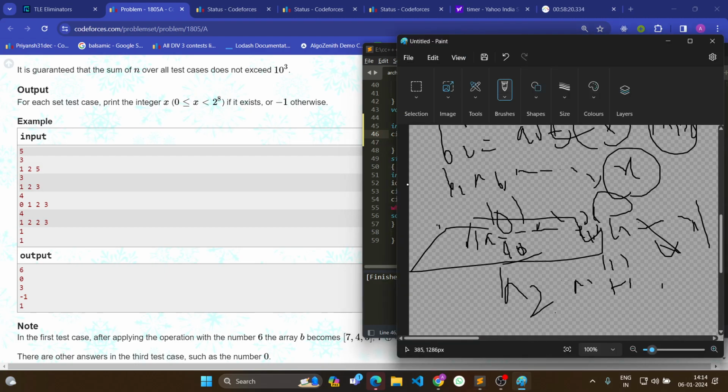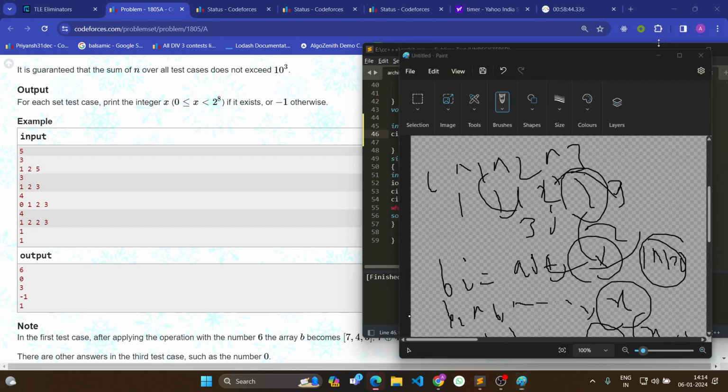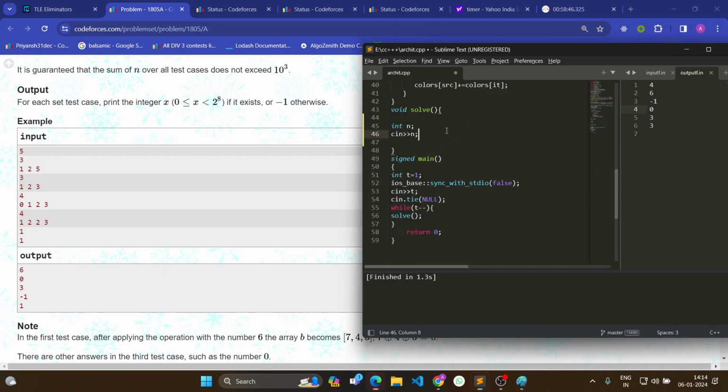So when will there be a case when x does not exist? If n is even, all of these x's will get cancelled out. Like if I have 1, 2, 2, 3, so 1 XOR 1 becomes 3, 3 XOR 3 becomes 0, and then 0 XOR becomes 2.